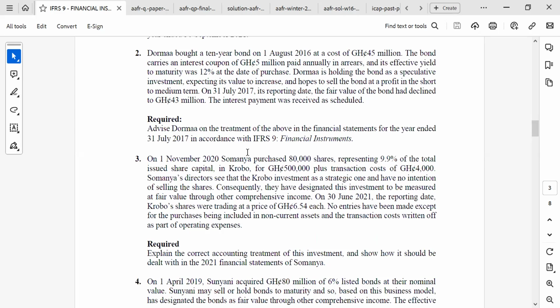On 1st November 2020, Somanya purchased 80 million shares, representing 9.9%.